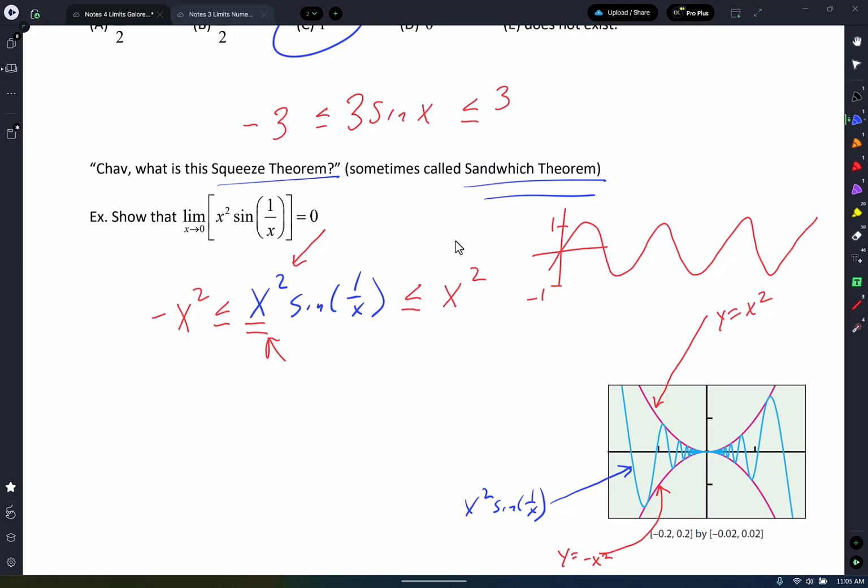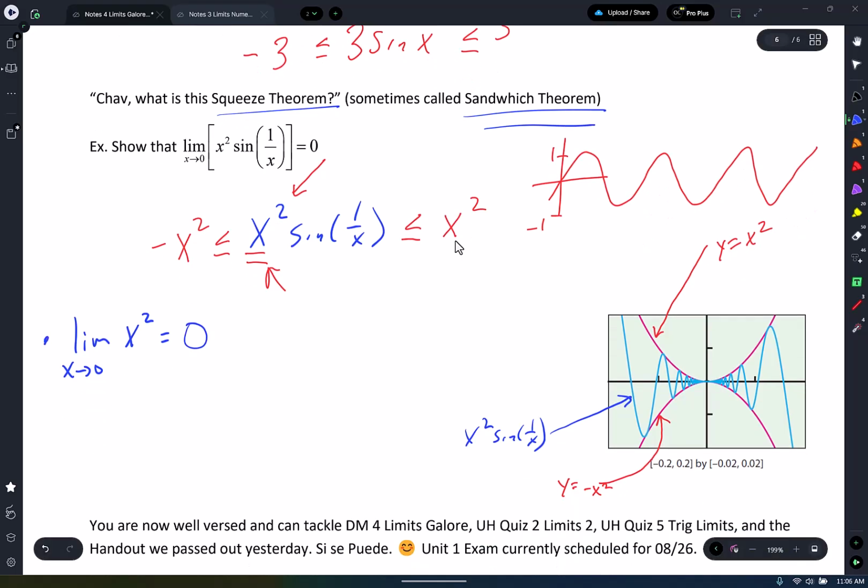0. Because it's in the middle, so here's what we're gonna do. I'm gonna go limit as x approaches 0 for x squared. I'm just gonna find this one first. Can I do direct substitution for this one? Limit as x approaches 0 of x squared. What is this limit? 0. Now I'm gonna do the one on the left, the negative x squared. Limit as x approaches 0 of negative x squared. Can I do direct substitution again? What is this limit? 0.